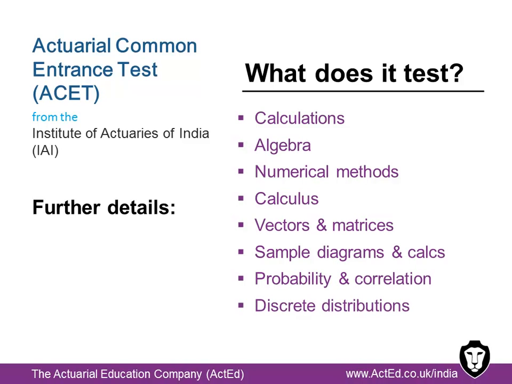Discrete distributions, which involves calculating the location, spread, and skewness of a discrete random variable, as well as working with the discrete uniform, Bernoulli, binomial, and Poisson distributions. And finally, continuous distributions, which includes calculating the location, spread, and skewness of continuous random variables, as well as working with the continuous uniform and exponential distributions. Further details can be found in an associated YouTube video or the link to the Indian Actuarial Profession's website.